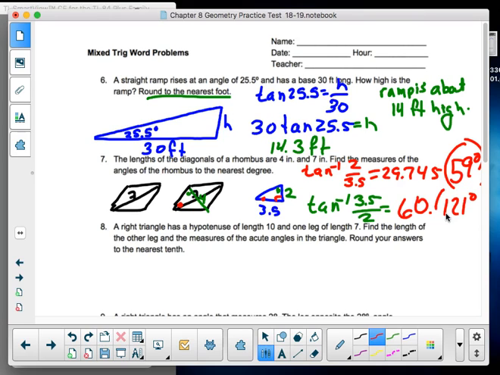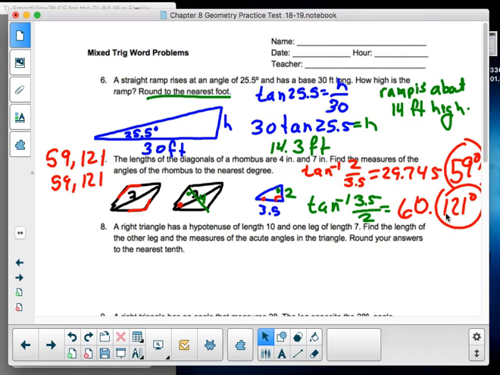So now that adds up to 360 total for the angles. Those are my two angles. Find the measures of the angles of the rhombus to the nearest degree. It's two 59s and two 121s. So I got 59, 121, 59, and 121 for my rhombus. These are my 121s, and these are my 59s.